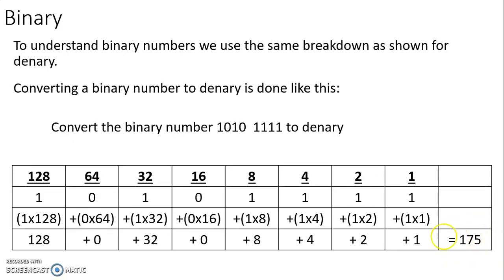Now, a really good way to check if you've got this conversion correct is to make sure you've copied the binary number correctly under your headings here, and then wherever you have the 1, just add up these placeholders. So quickly add up on a calculator 128 plus 32 plus 8 plus 4 plus 2 and plus 1. You should then get 175.